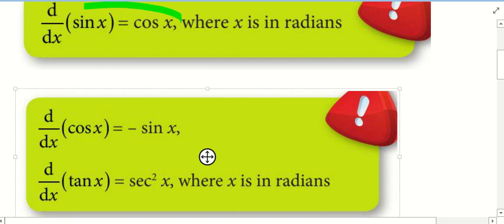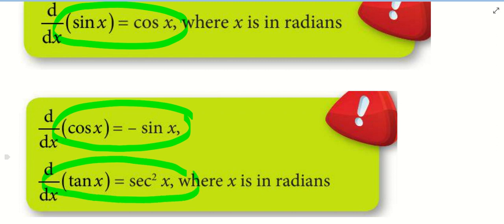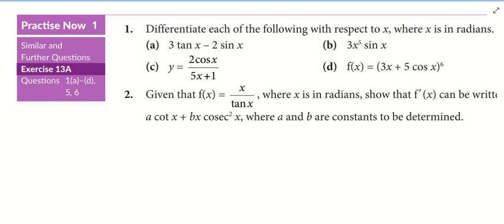When you differentiate sine x, you will get cosine x. When you differentiate cosine, you will get a negative sine. Last but not least, when you differentiate tangent, you will get secant square. Okay, let me try the most elementary question.